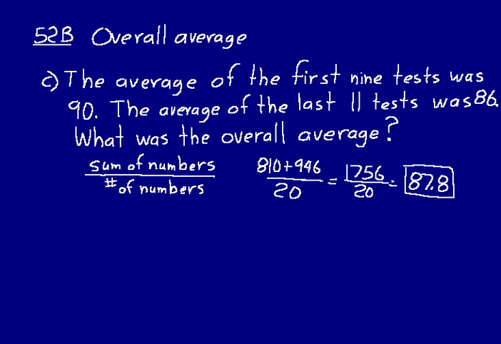So the overall average, it's not just the average of the two averages. We don't just do 90 plus 86 divided by 2. That would give us 88, which is not quite right. It's 87.8 is the overall average for this problem. You have to figure out the sum of all the numbers, and you do that by multiplying their individual average by that quantity that made up that average. You do those, you get the total of all the numbers, then divide it by how many numbers you have all together. And that gives you your overall average.